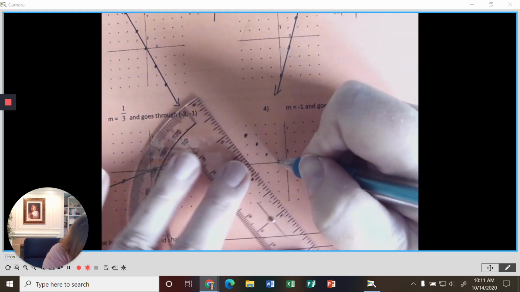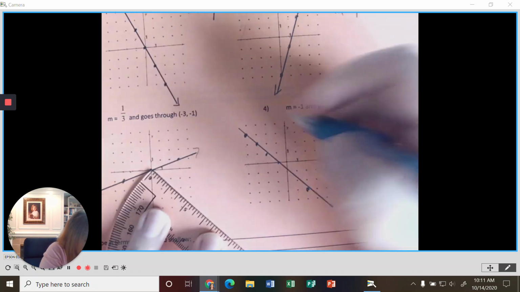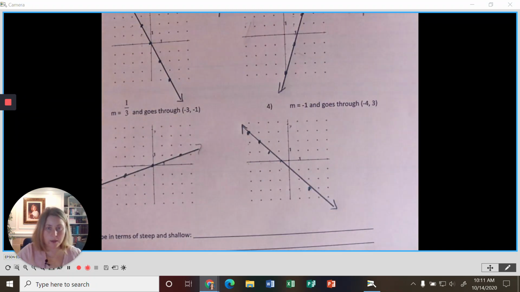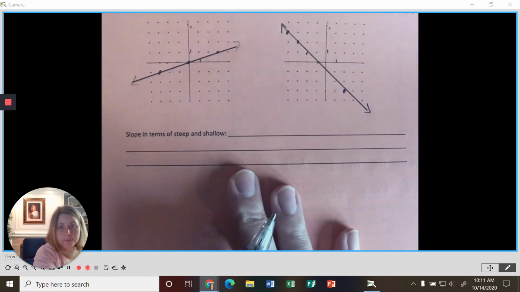So put your pencil on one of your points and graph that line. And if you're off just a little bit, that's okay. We do want to be neat with our lines.